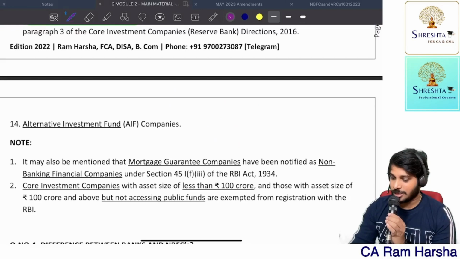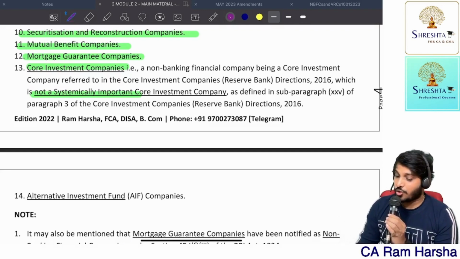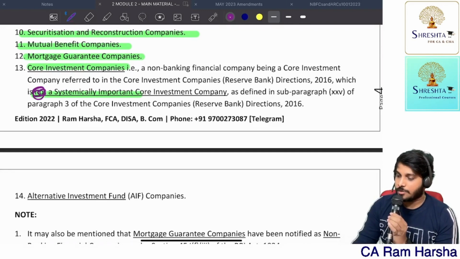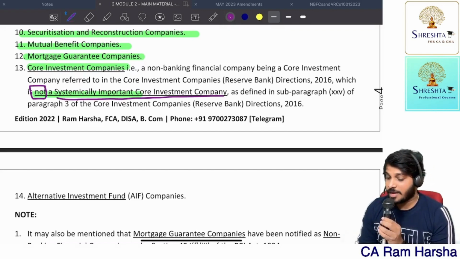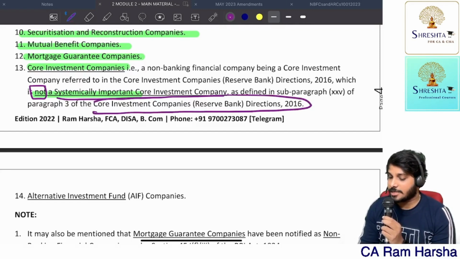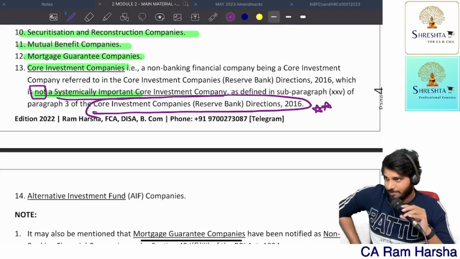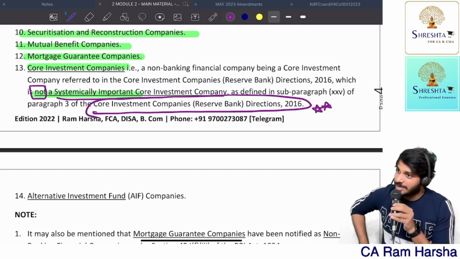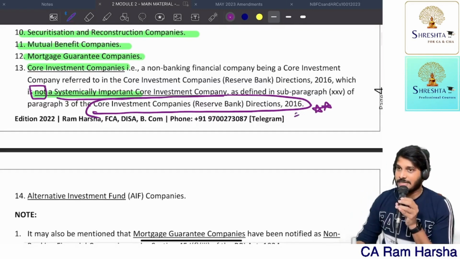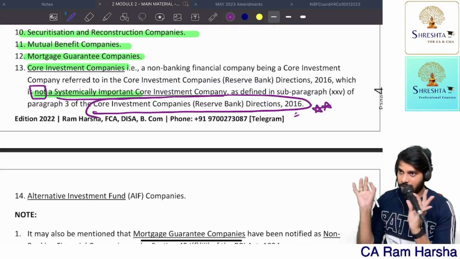So you see here, core investment companies are exempted. Which core investment companies? Those which are not systematically important core investment companies as defined by RBI in the Core Investment Company Reserve Bank Directions. For core investment companies, Reserve Bank has given separate directions that I think I didn't cover earlier. When I explained the total number of directions, I only spoke about 4 directions. The Core Investment Company Reserve Bank Directions were given separately. Getting it? As per those directions, non-systematically important core investment companies are exempted from RBI registration. Clear or not?